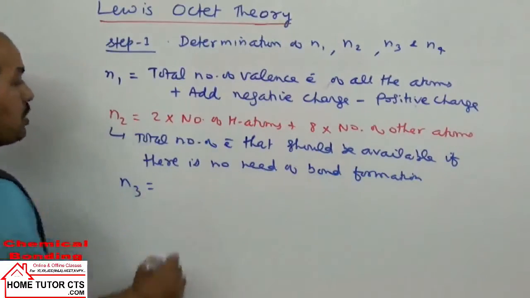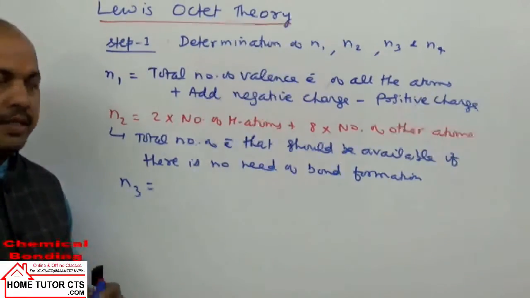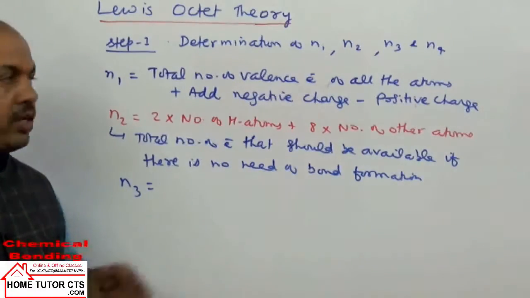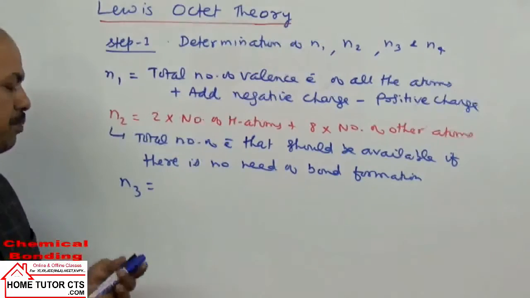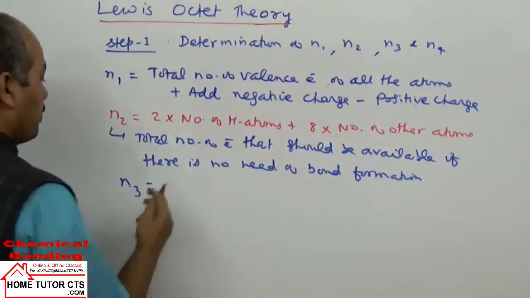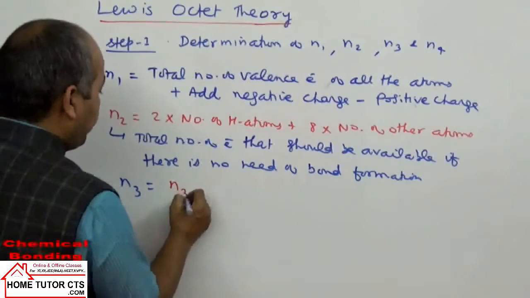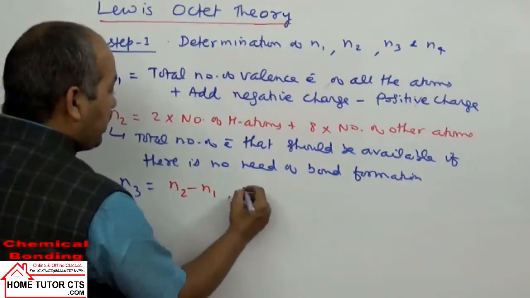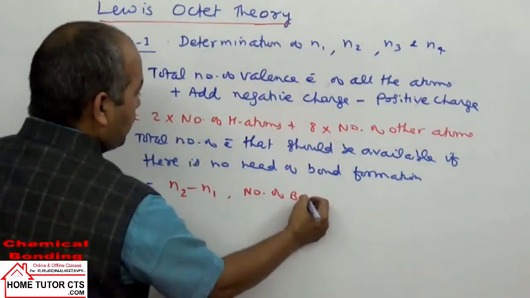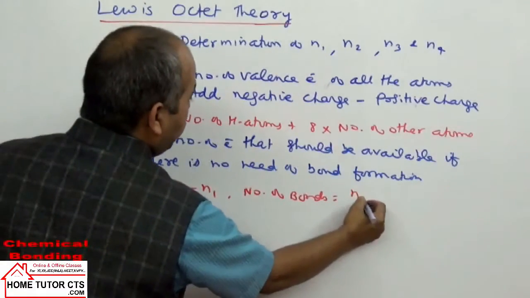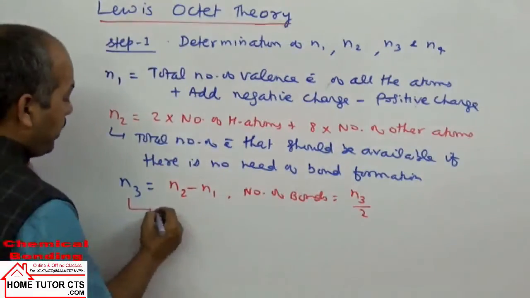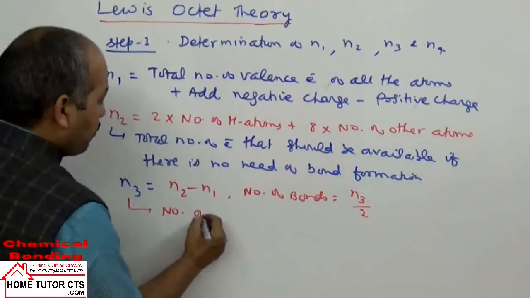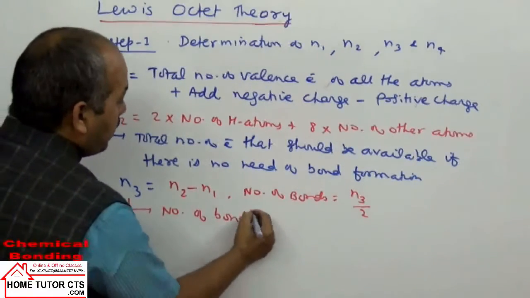But what happens? N2 is more, N1 is less. The elements have fewer electrons available than the noble gas configuration. So we take the difference of these two values: N3 is N2 minus N1. Then the number of bonds can be taken as N3 by 2. This N3 signifies the number of electrons which are shared, simply, the bonding electrons.